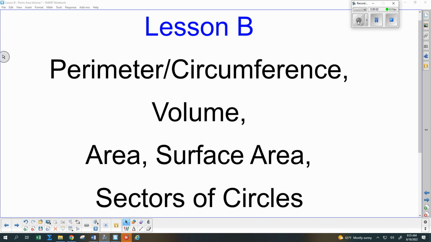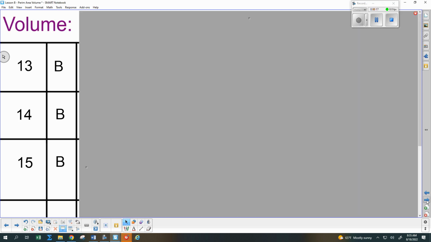Today we'll finish up lesson B. We did most of the formulas yesterday for planar figures, things that are 2D. Today we're looking at volume and surface area. So those are our three-dimensional figures or our solid shapes.